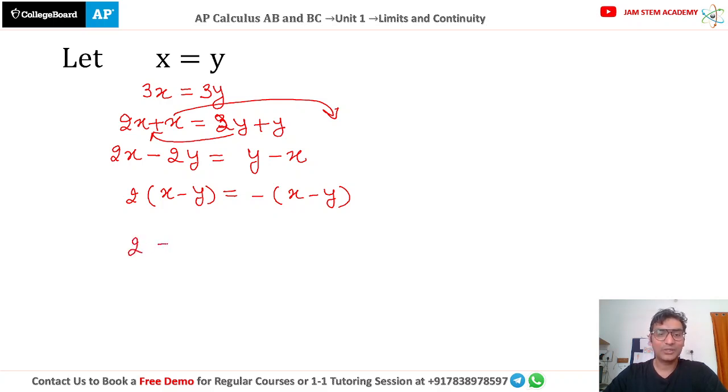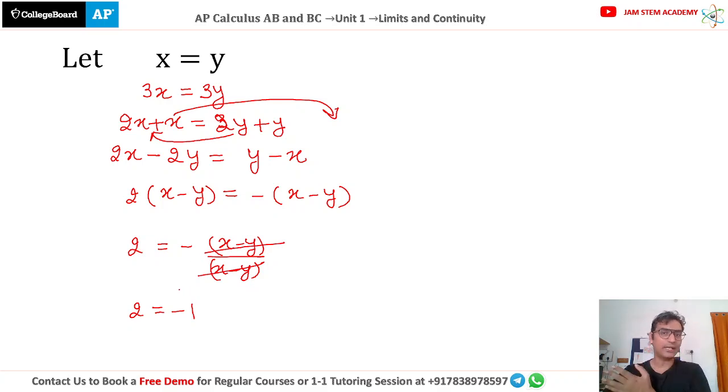So let's do it. 2 equals negative of x minus y over x minus y. So if I cancel out these, I'll get 2 equals negative 1. Is it right? Can you see that? 2 equals negative 1. Is it true? Obviously, it's not true, right? It is false. But what's the reason?